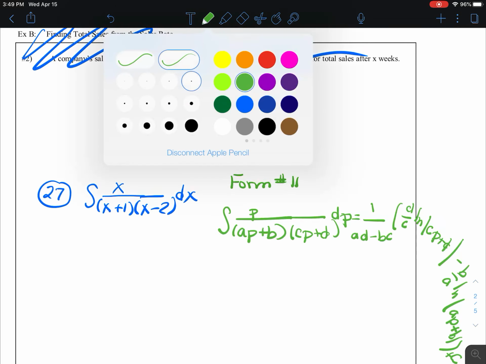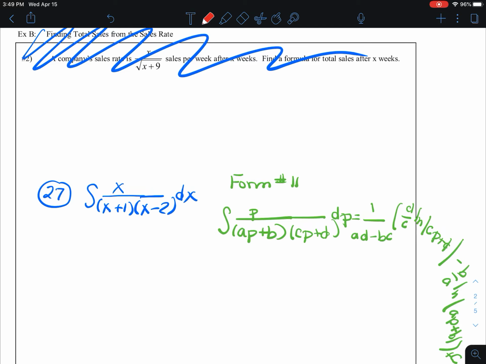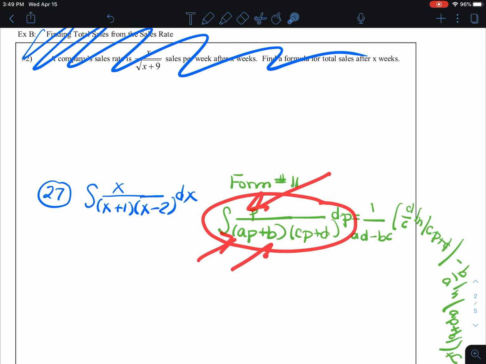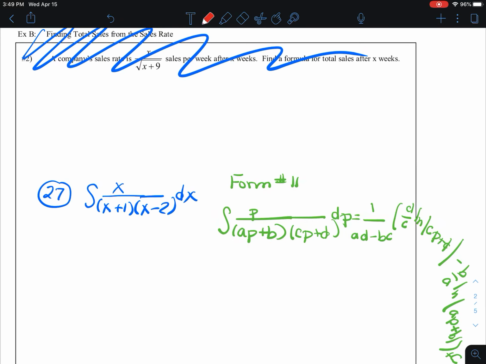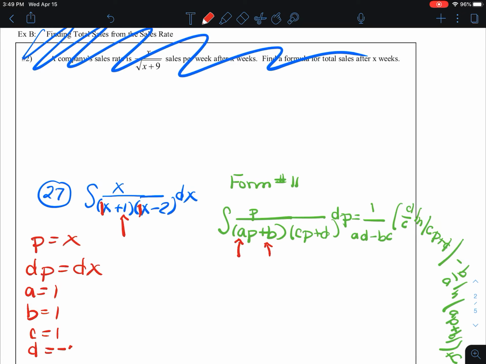The next thing, before you actually do the substitutions, we need to decide what we're actually plugging in for this P and that A and this B and that DP. What are our substitutions? Well, the P's are going to get swapped out for X's, which means the DP gets exchanged for a DX. And then I'm looking here, and the number in front of that X is a 1. So that means the number in front of that P, that A, is a 1. The B would be this number here, so the B is also a 1. The C would be the number in front of the X here. That's a 1. And then the D is a -2.